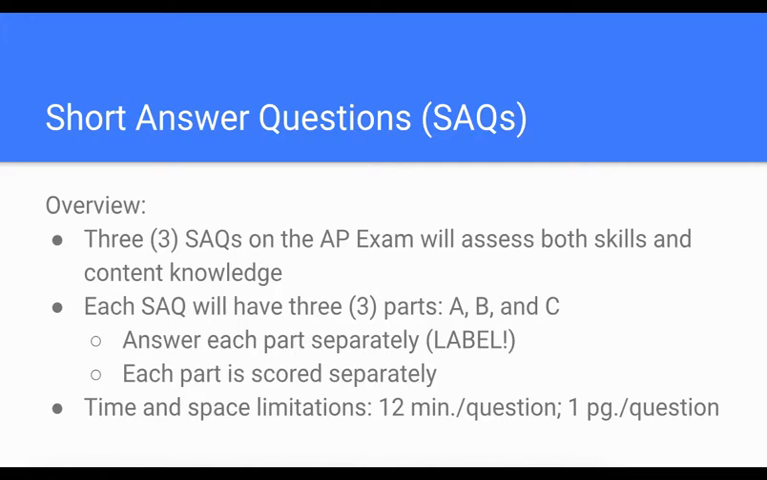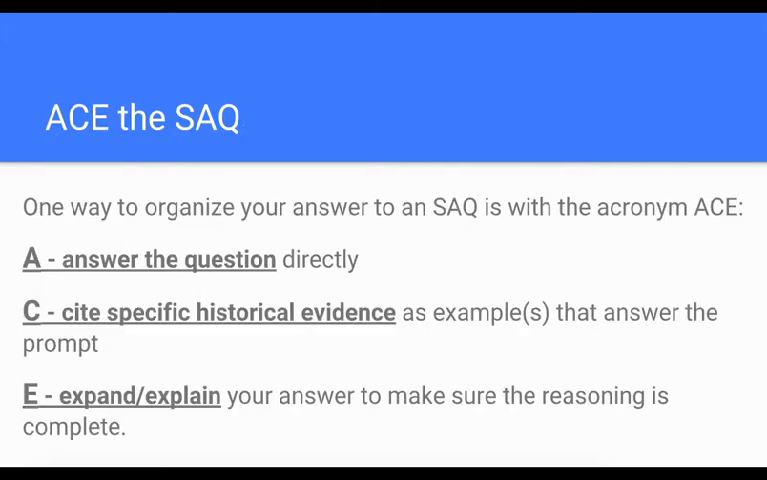The additional factor to keep in mind on the SAQs is that you do have time and space limitations. On the AP exam, you will only have 12 minutes to answer A, B, and C for each of your SAQs, and you're limited to 1 page for A, B, and C combined for each of your short answer questions. So we'll be working our way towards those limitations in class as well.